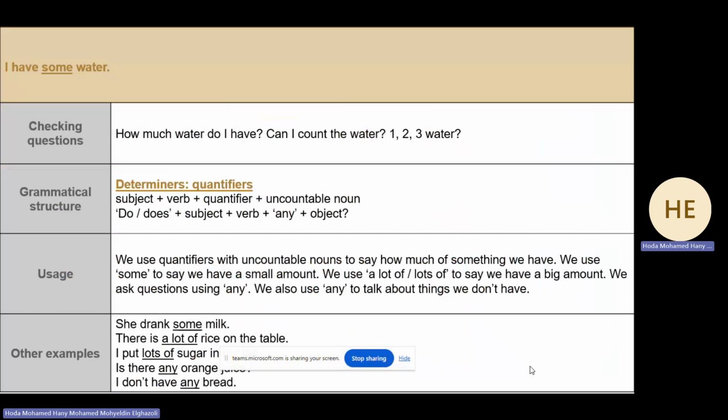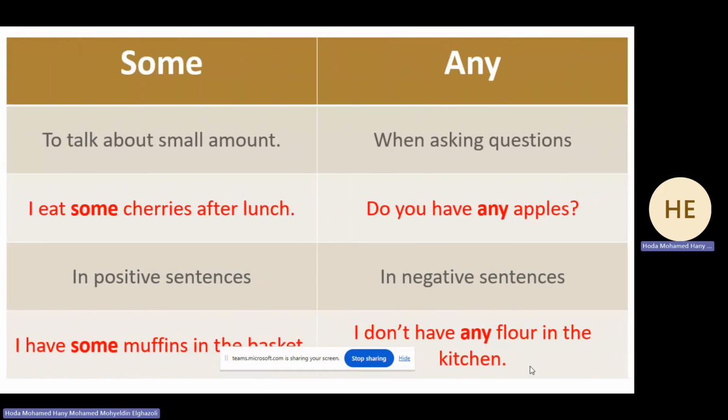Is there any orange juice? Any orange juice? Orange juice is uncountable and it's a question. So we use any. I don't have any bread. Don't have, negative. In the negative form, we use any. Look at the table, then it's clear how we use some and when we use any.